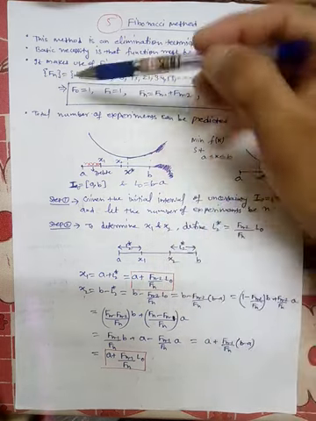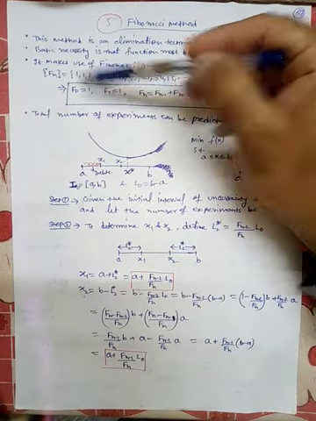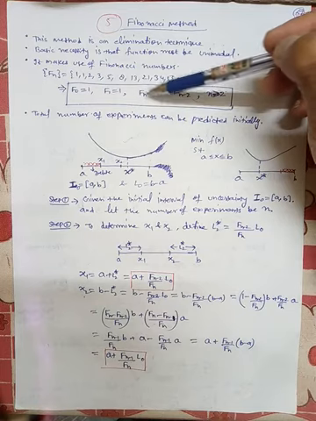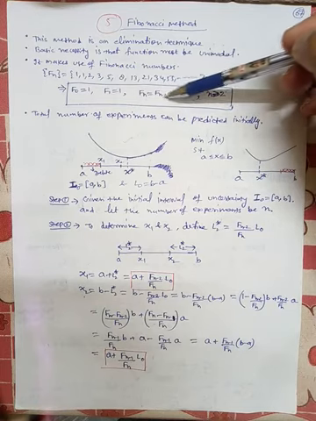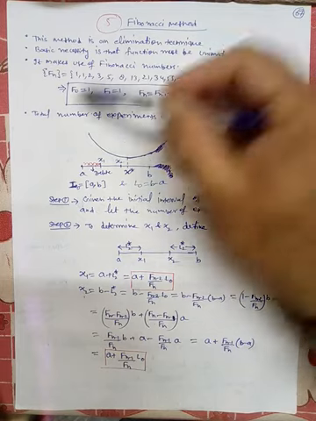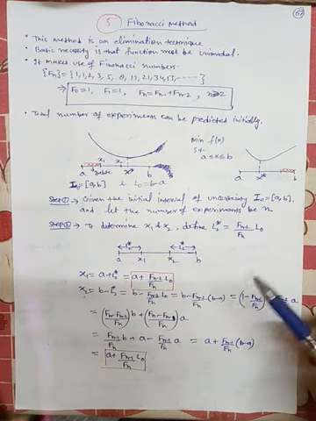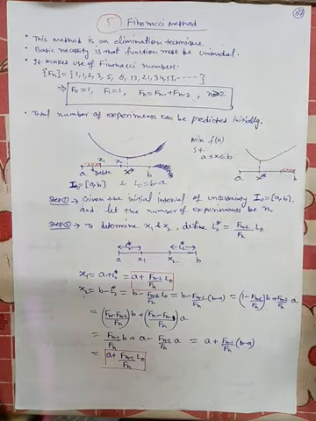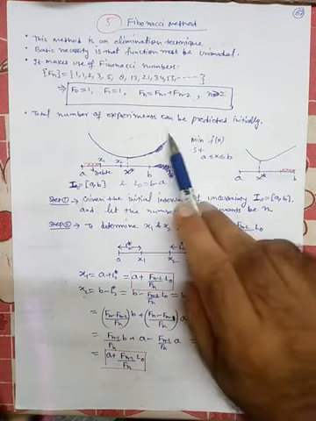So the general formula is that f0 is 1, that means this number, f1 is 1, that means this number, and the next numbers are basically the cumulative sum. So fn is f of n minus 1 plus f of n minus 2, where n is greater than or equal to 2. So this is the Fibonacci number. This method is based on the Fibonacci numbers. The total number of experiments can be predicted initially.